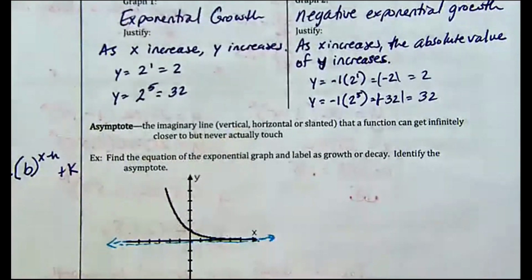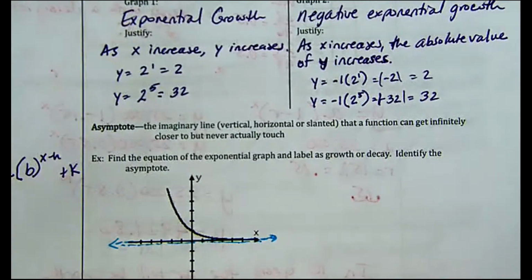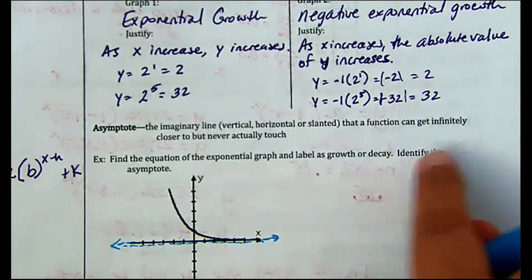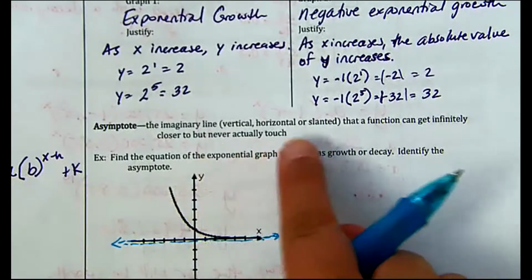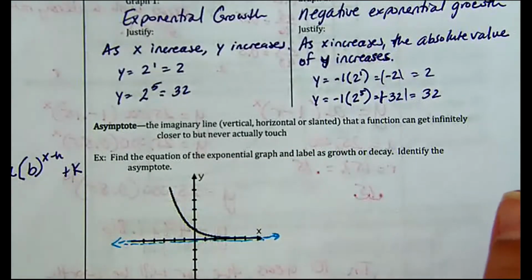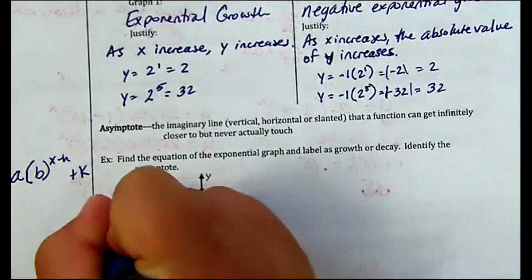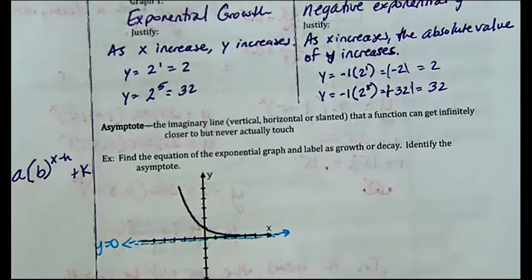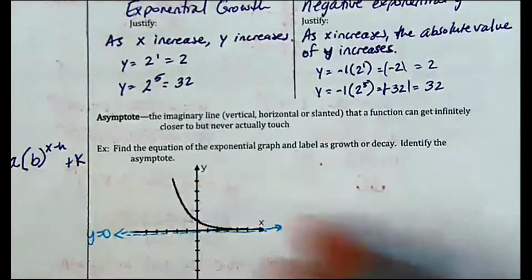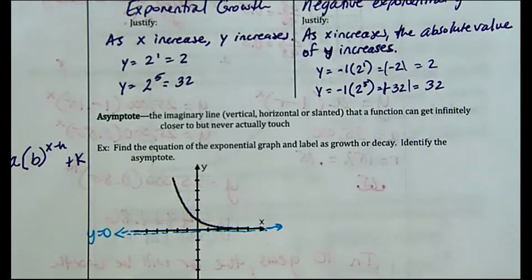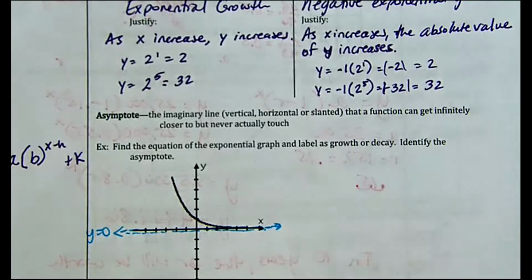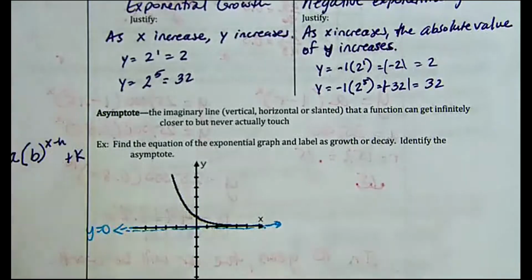So remember that our asymptote is the imaginary line, vertical or horizontal. It could be slanted too, but usually it's vertical or horizontal, that a function can get infinitely closer to, but never actually touch, okay? It never actually touches our asymptote. So in this case, our asymptote is the line of y equals 0, okay? So we have: find the equation of the exponential graph and label it as growth or decay, identify the asymptote. Okay.